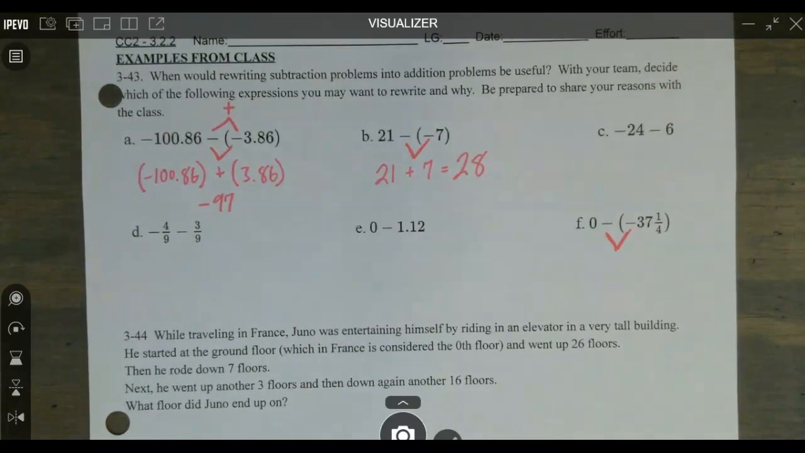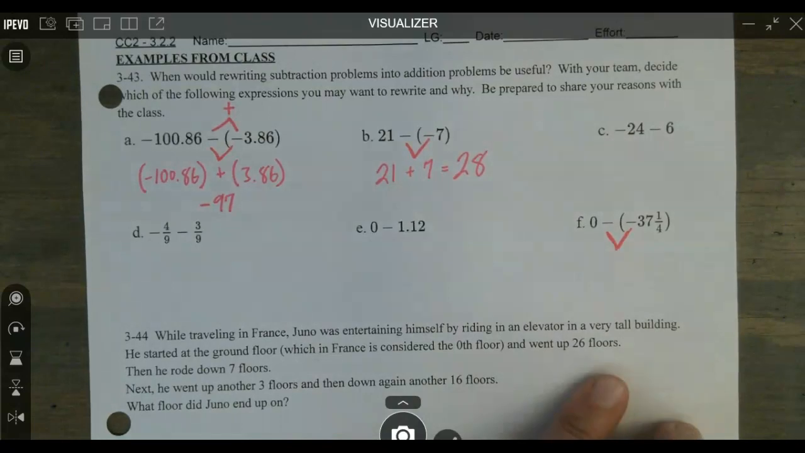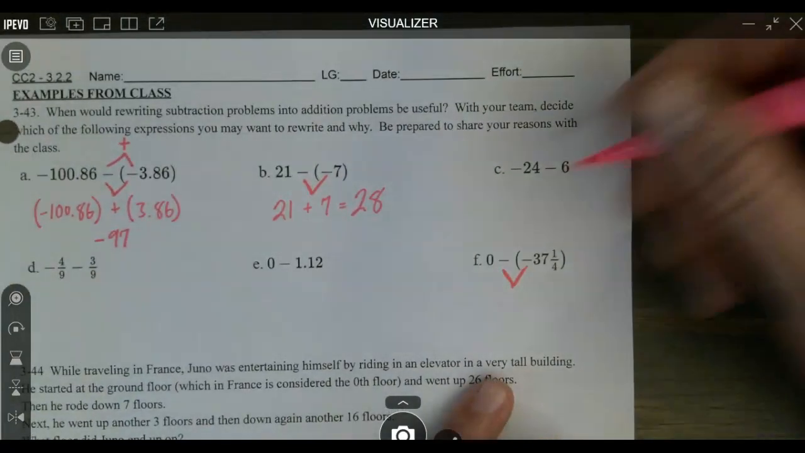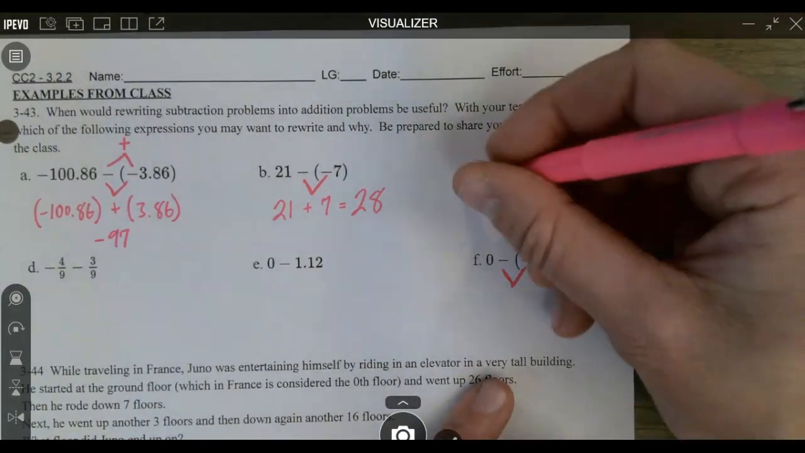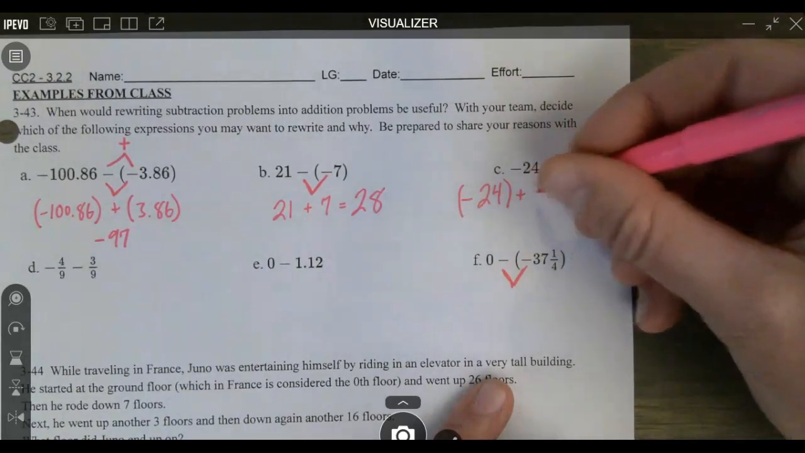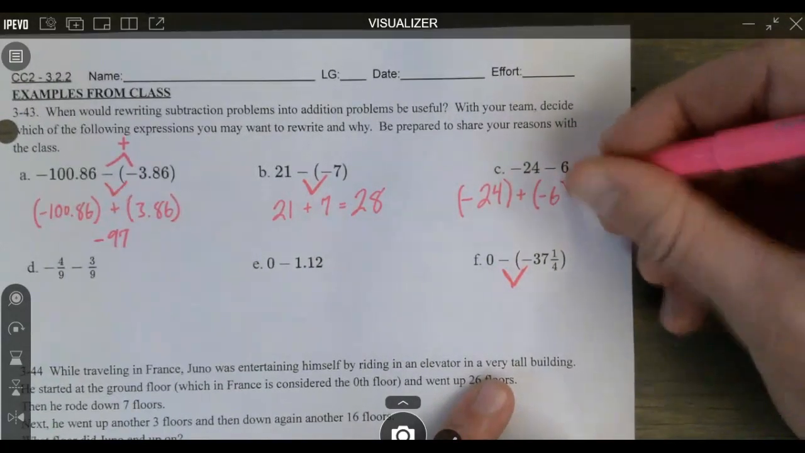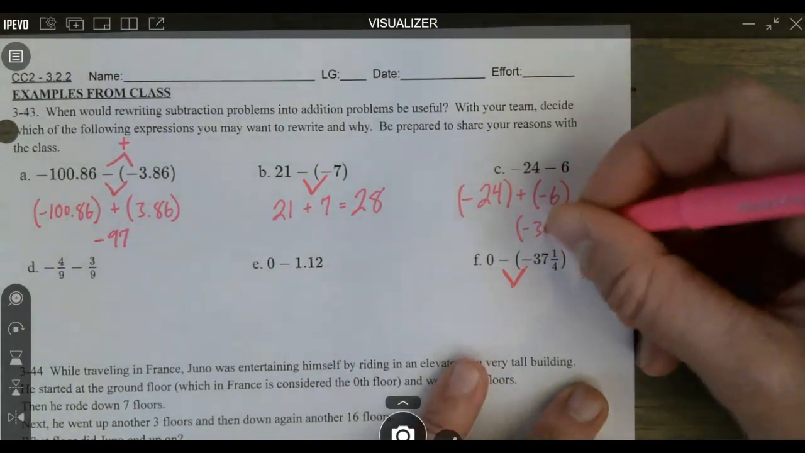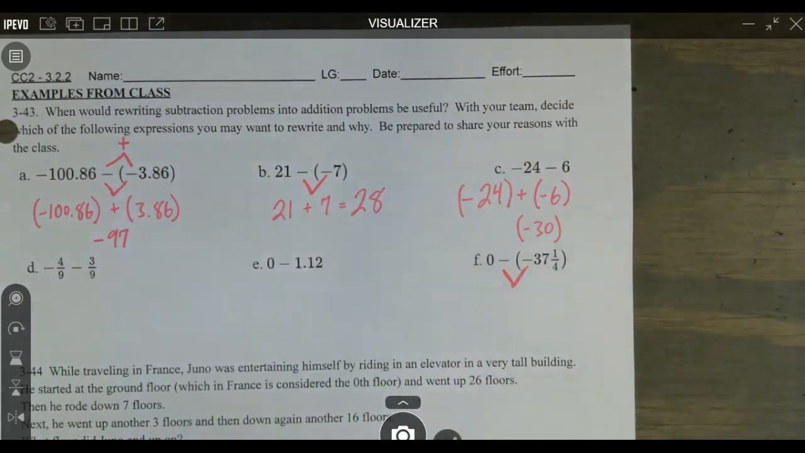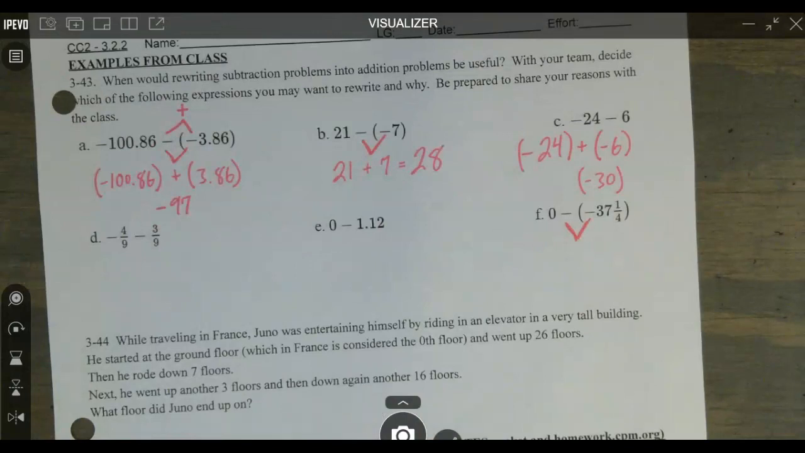Alex, can you talk to me about C? I put them in parentheses. But I did negative 24 plus negative 6. And I got negative 30 because I just add them together. Because that's way better. Absolutely. Nice work.